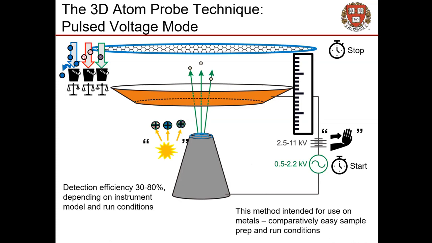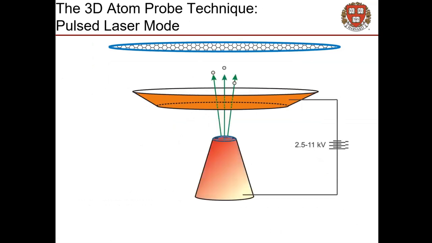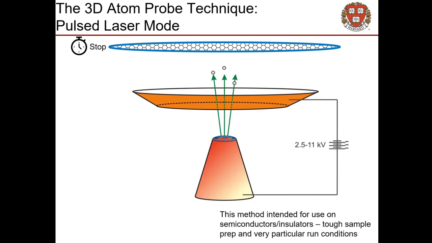So for those materials, instead of using a pulse of voltage, we use a pulse of light from an ultra-fast laser, pico or femtosecond, and these days it is most common to use a UV wavelength laser of some sort. That laser pulse strikes the tip. It serves as our start signal. The tip is then energized both electronically and thermally, and this additional energy serves to overcome the bonding potential well that holds the atoms on, and they ionize and fly off, and from there everything else is the same as it ever was. This method is intended for use on semiconductors, insulators.